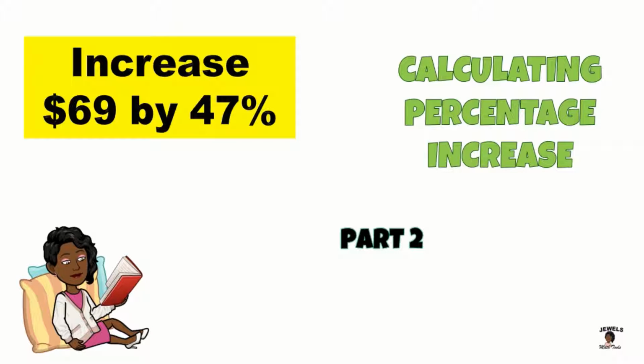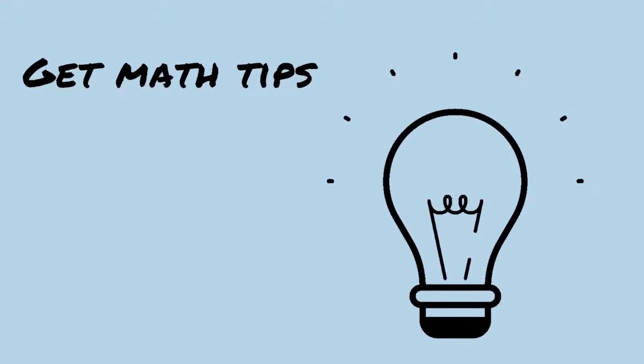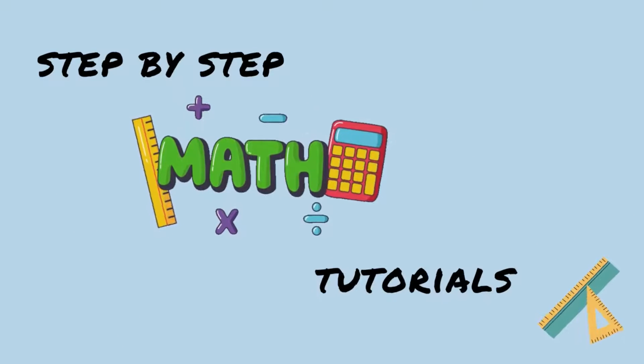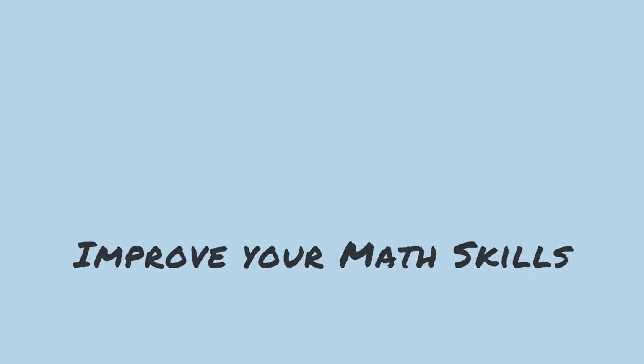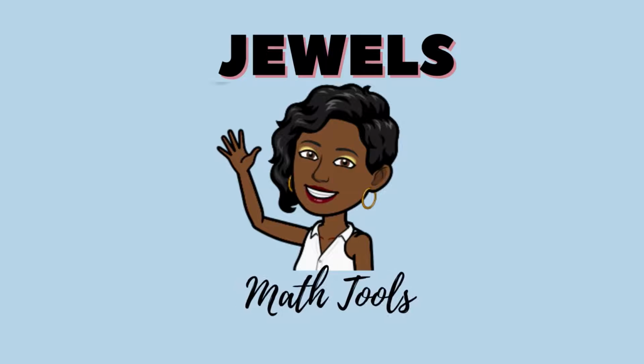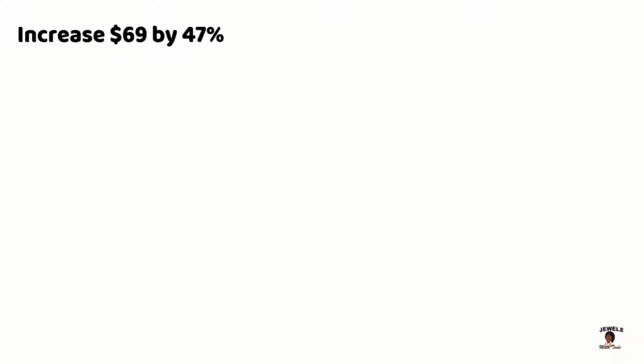In our session today, we are calculating percentage increase, and this is part 2 in our series on how to calculate percentage increase. In our example today, we're going to be calculating the increase of $69 by 47%.